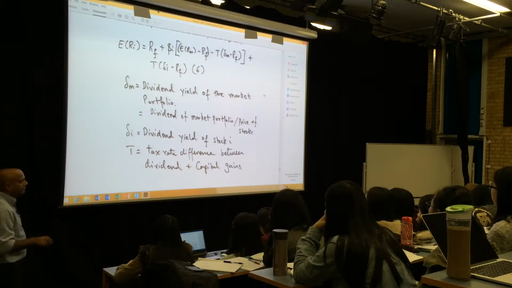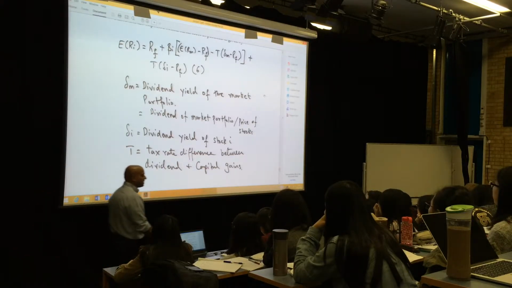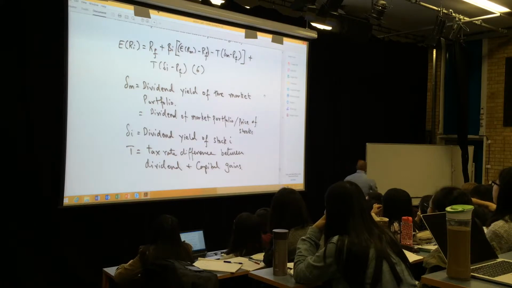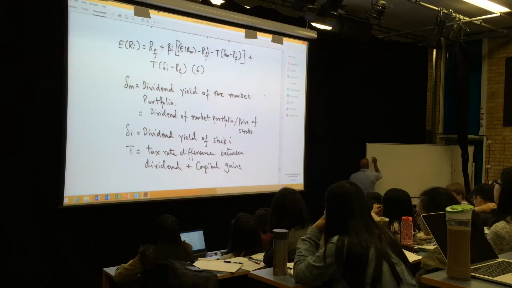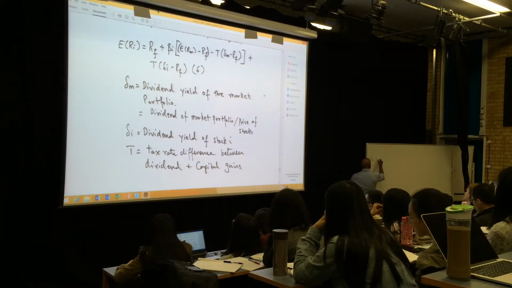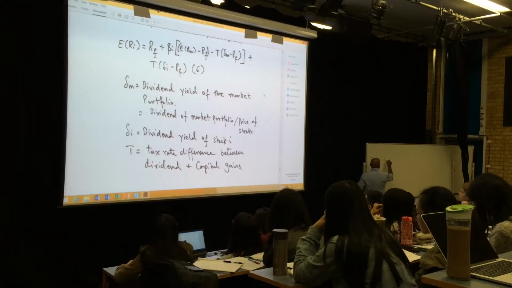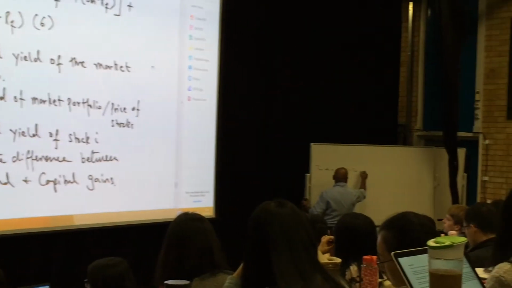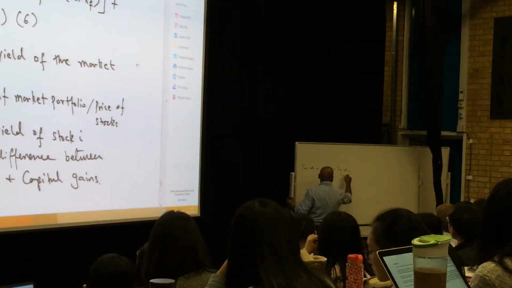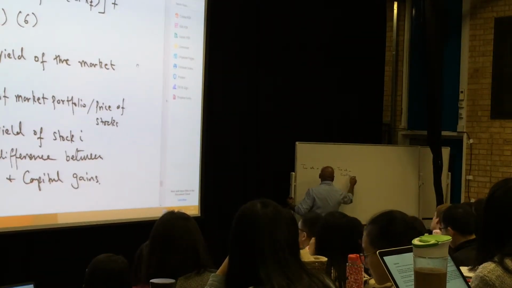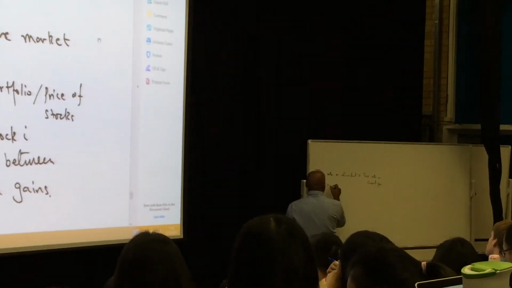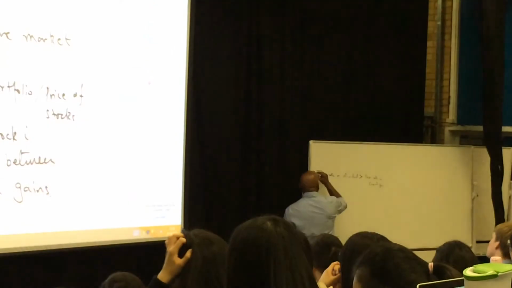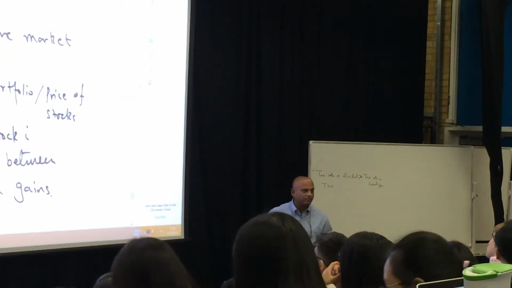And if T is positive, what's true then? If the tax rate on dividend is higher than the tax rate on capital gain, that means T is positive, right? The difference between the two. Suppose that's true, and that is true in most countries. This is a reality in most countries.